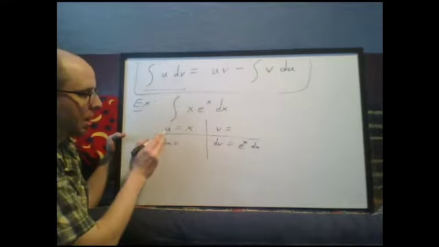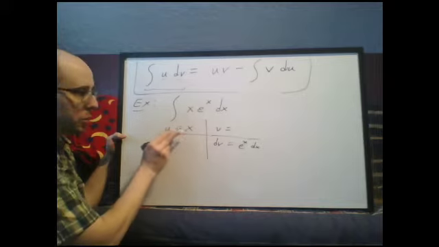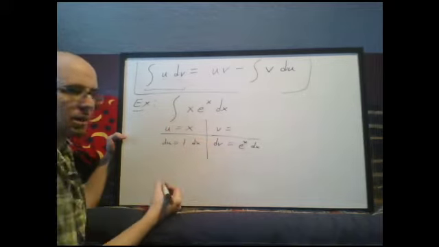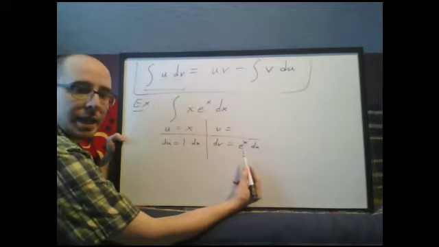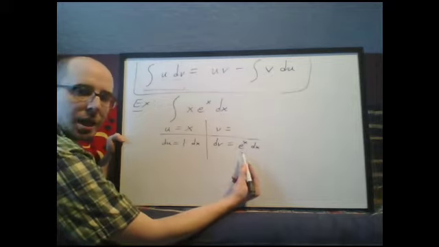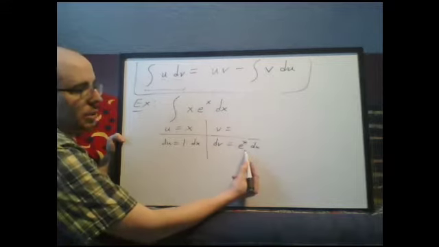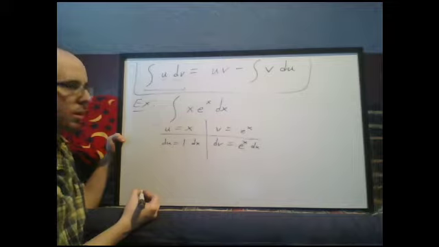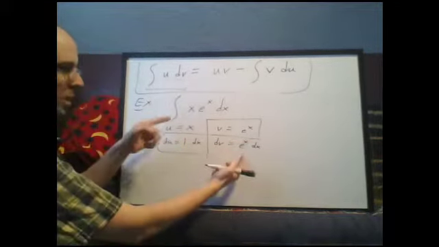Then I figure out what is du. Du will be the derivative of u. So in this case, that's 1 and then dx. If I have dv equals e to the x, v will be the antiderivative of e to the x. So the integral of e to the x. To get rid of the d, I integrate. So the integral of e to the x is e to the x. These two boxes I have to figure out based off of my original choice.